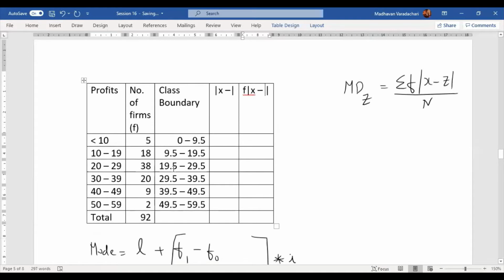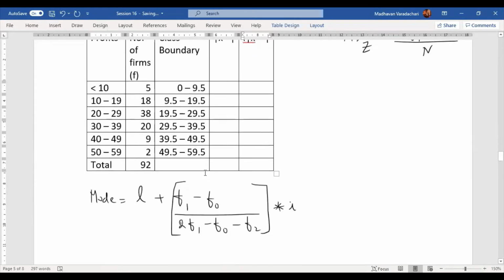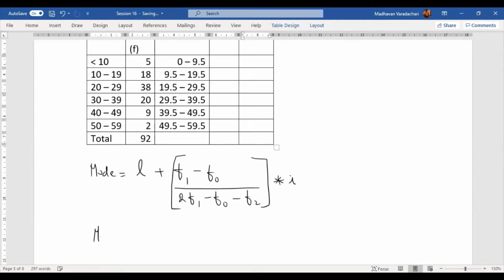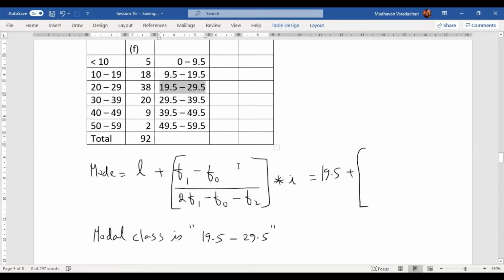Now for this data, let us first calculate the mode, right? Modal class will be what? The class which has got the highest frequency. Modal class is 38 is the highest frequency. So therefore the modal class is 19.5 to 29.5. So then L is our lower limit, which is 19.5 plus, open the brackets, F1 is frequency of the modal class. Let me write, this is our F1, this is our F0, this is our F2.